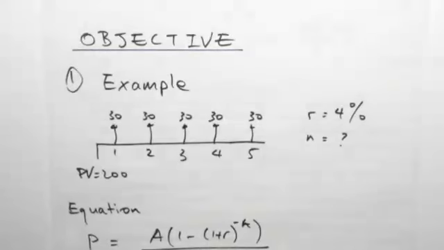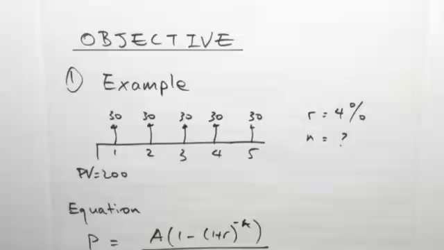Welcome back. The objective of this video is to look at how we can calculate the other variables involved in the annuity formula other than the present value and the annuity amount. In this particular question, we'll be looking at how many annuity payments we need.